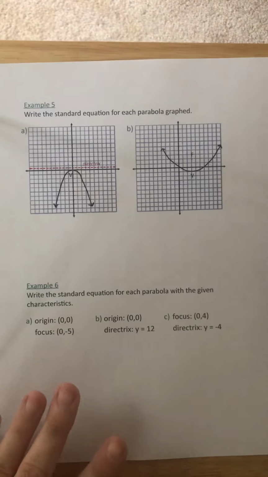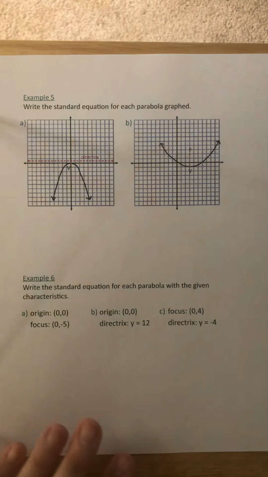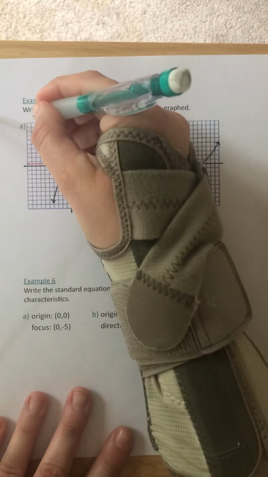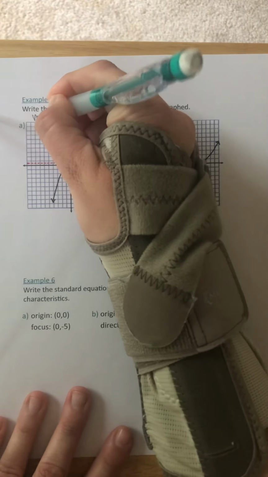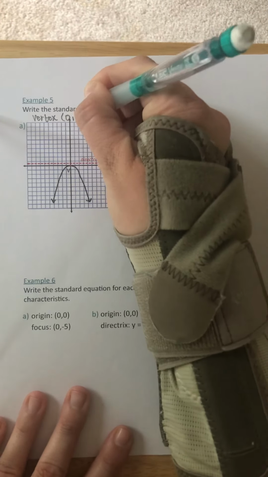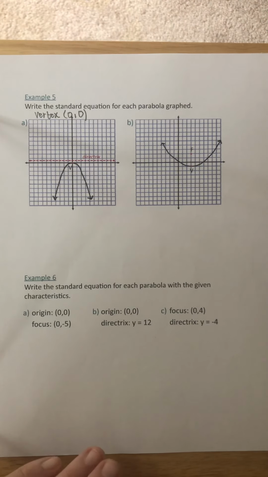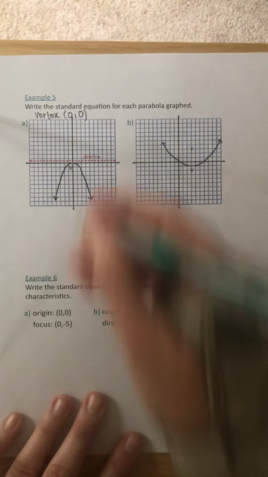We're almost done. Example 5, both parts. We're being given a picture of a parabola and we have to come up with the equation. So one of the things you want to identify for sure is your vertex. So as we're looking at letter A, we can clearly see that our vertex is at the origin. So we are at 0, 0. The second thing that we want to identify is what P is.